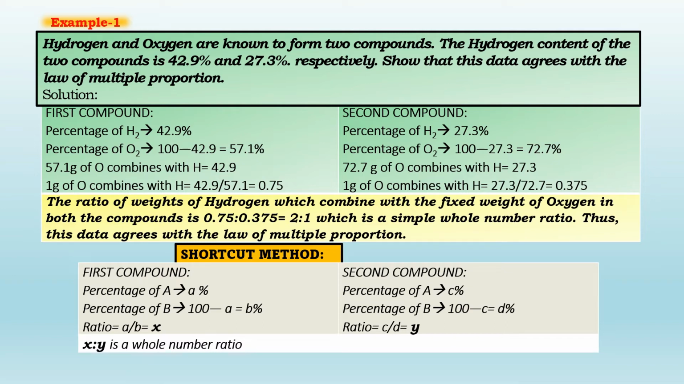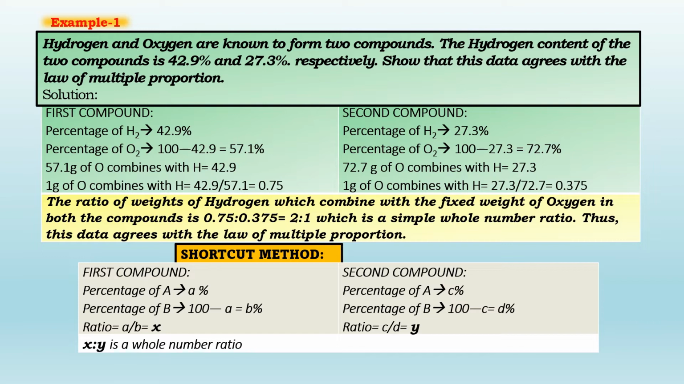0.375. The ratio of weights of hydrogen which combines with the fixed weight of oxygen in both the compounds is equal to 0.75 is to 0.375, that is equal to 2:1, which bears a simple whole number ratio. Thus, this data agrees with the law of multiple proportion.